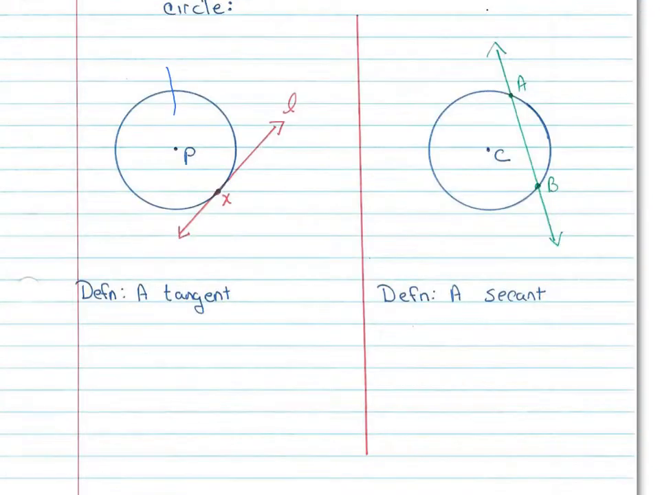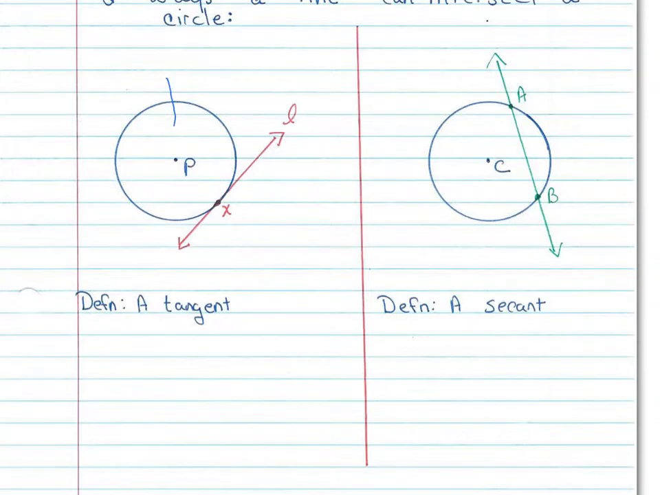A tangent to a circle is not the same as a tangent of an angle of a right triangle. A tangent to a circle is a line that intersects the circle in exactly one point.